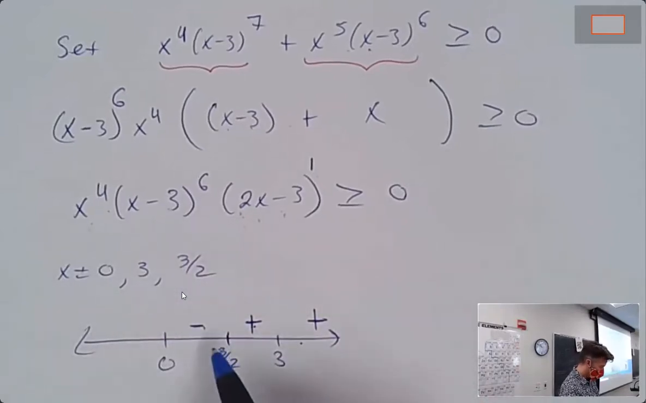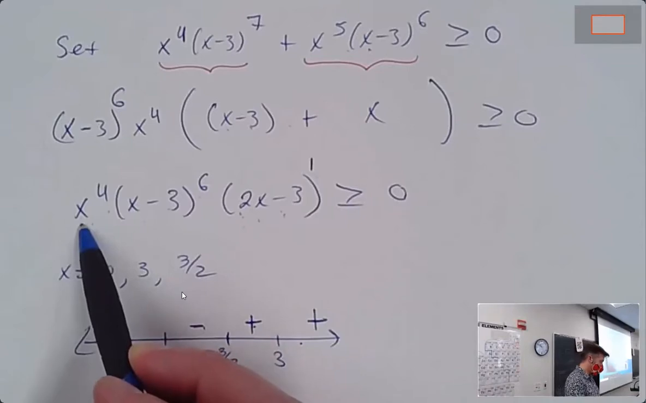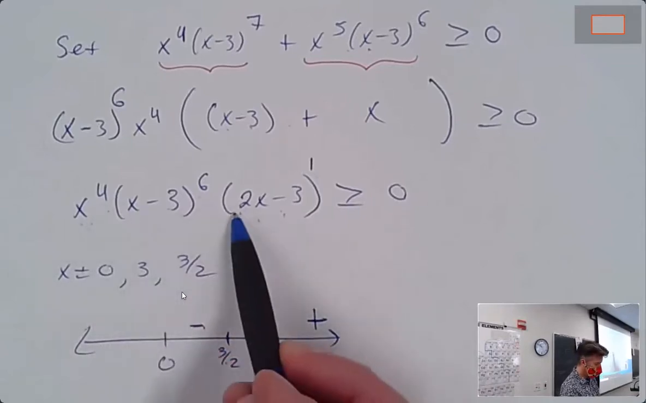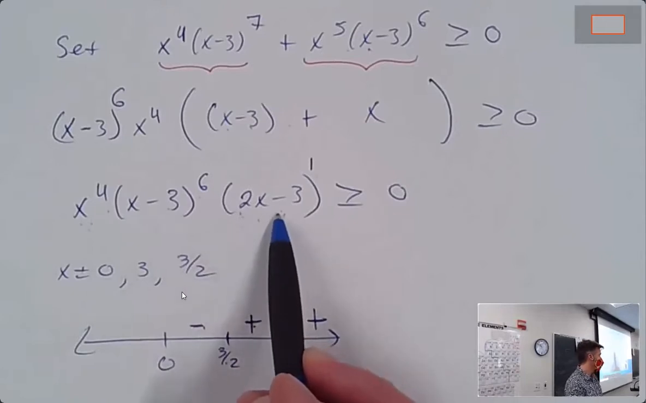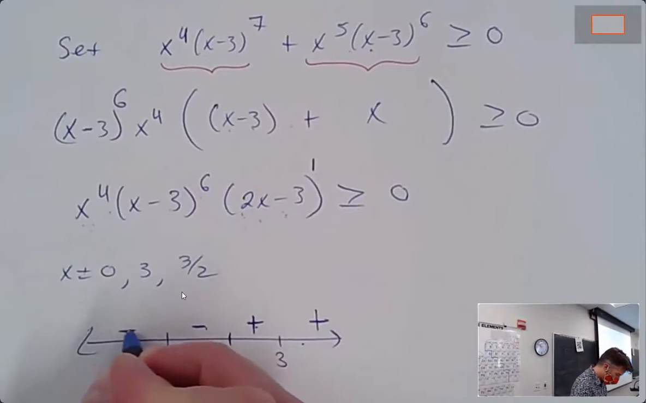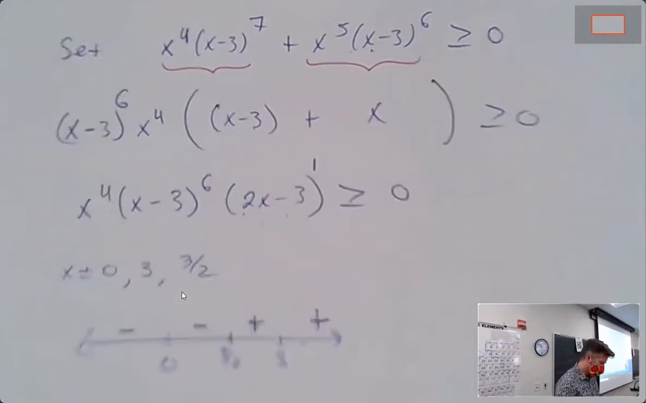And then when we go over to the other side of 0, like pick -1, -1 to the 4th is positive. (-1 minus 3) to the 6th is positive. And 2 times -1 minus 3 is negative. And a positive times a positive times a negative is negative. And once again, we're seeing the same sort of result. When you cross over a point that came from a factor with an even power, the sign stays the same.